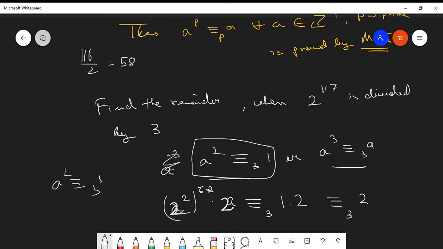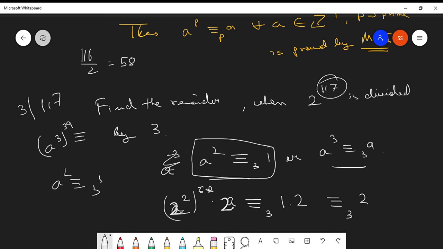In this way we can use Fermat's little theorem to solve problems. We could have also done this using 3. See, 3 divides 117, right? So 117 can be written as a multiple of 3, so this is 39. Yeah, 3 3s are 9 and 27, yeah, 39. So this can be written as a cube to the power 39, and a cube will basically be a mod 3. Clear?